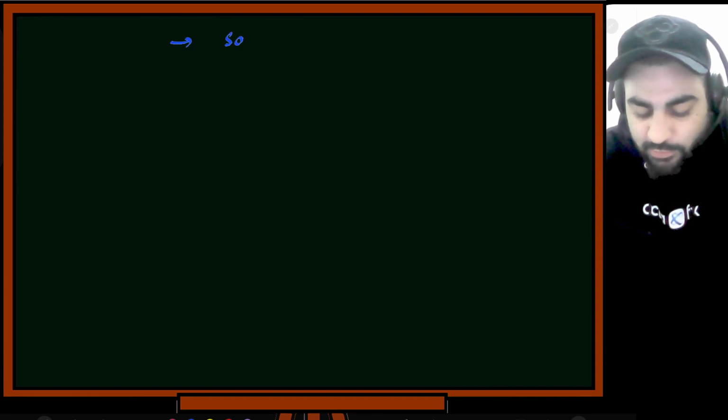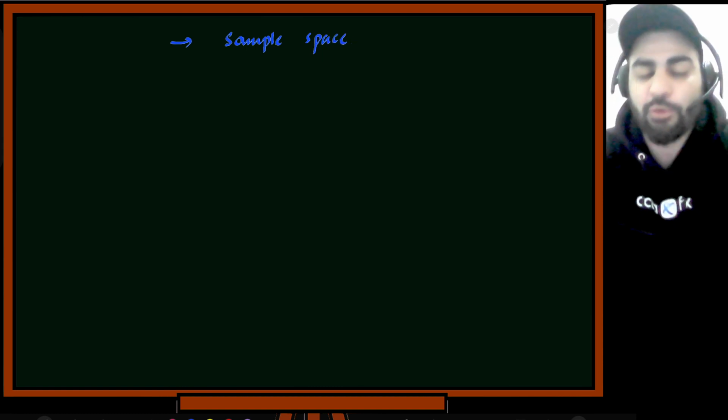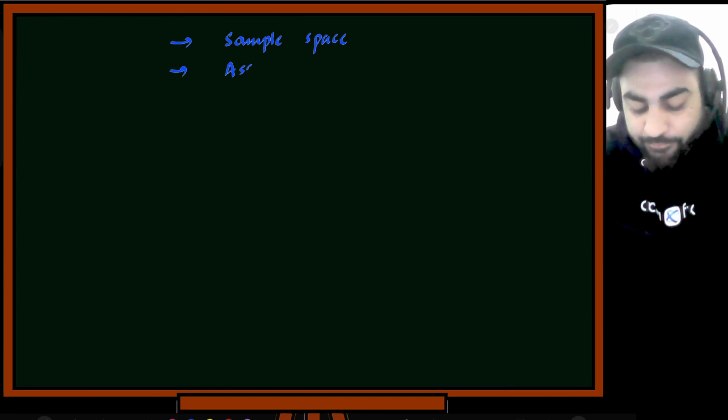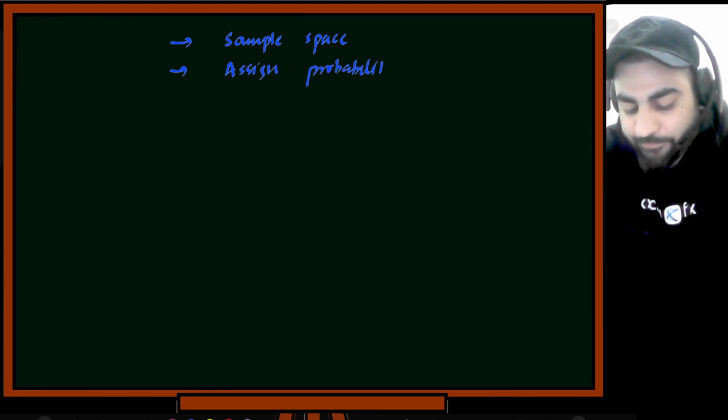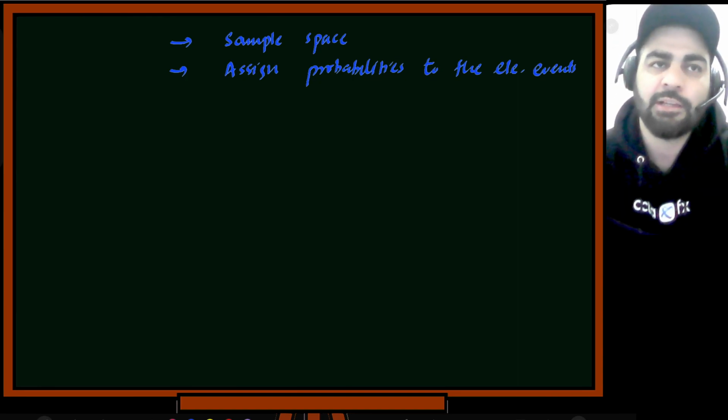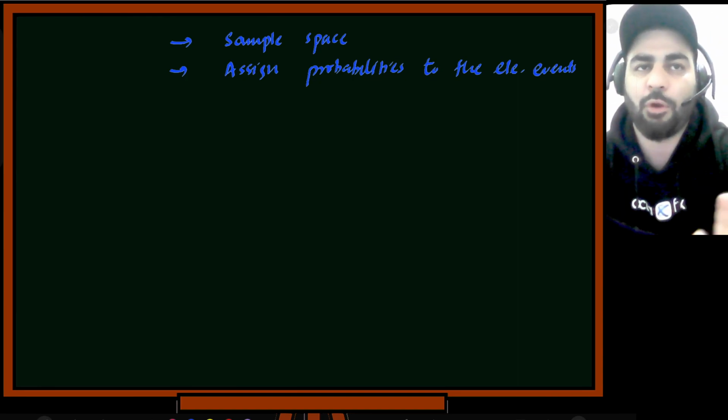The steps I told you: the first thing is to construct a sample space. When you have the sample space, then you can assign probabilities to the elementary events. So what were elementary events? If it's a discrete setting, you assign probability to those discrete events.